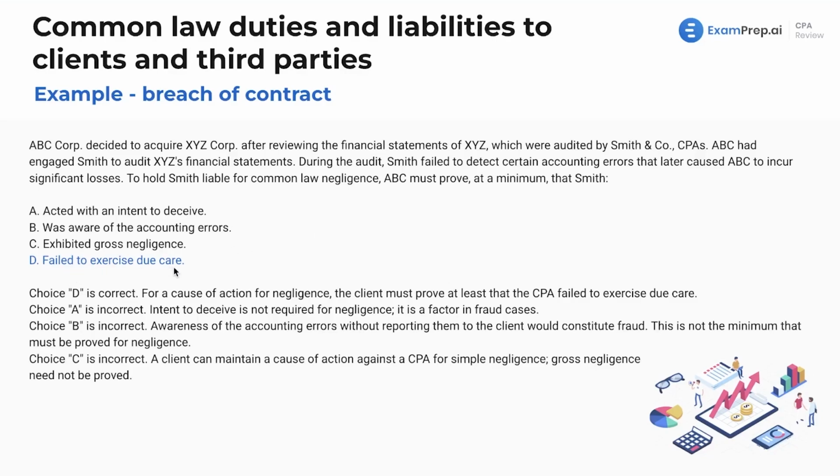Make sure you're memorizing those four points. Again, read through the rest here. I'm not going to read those myself, but feel free to pause and read through the incorrect answers.